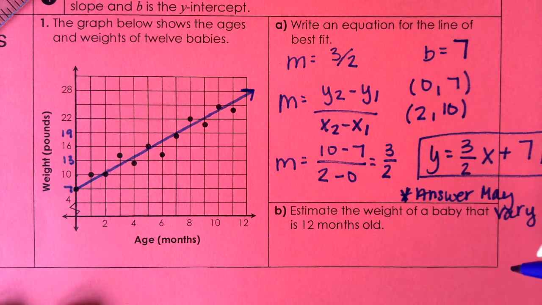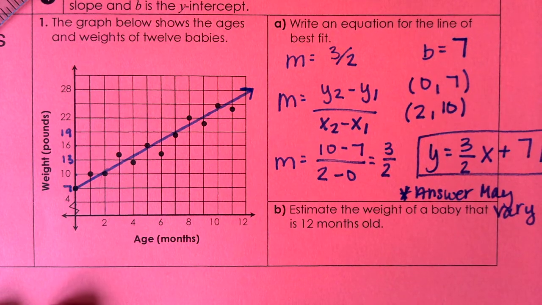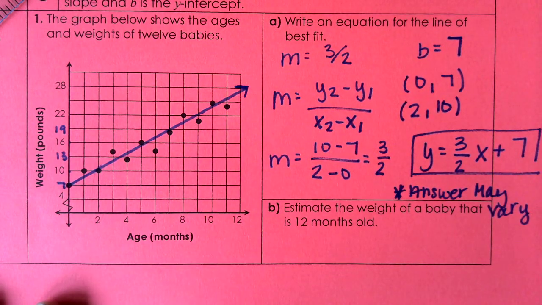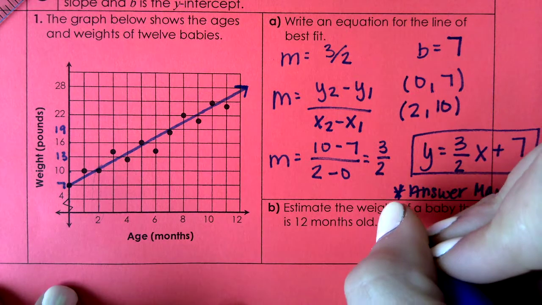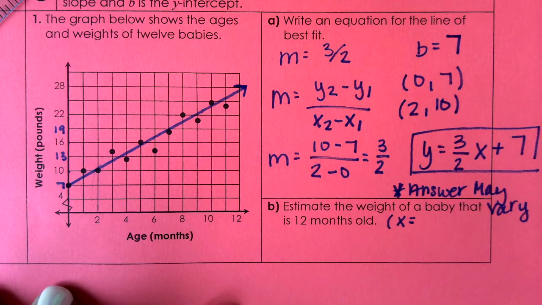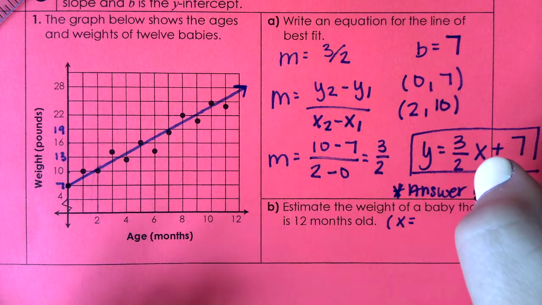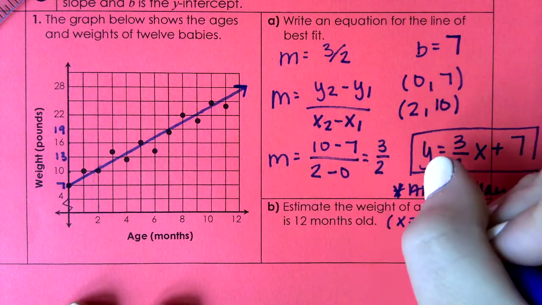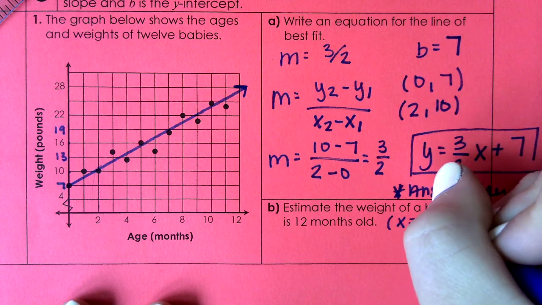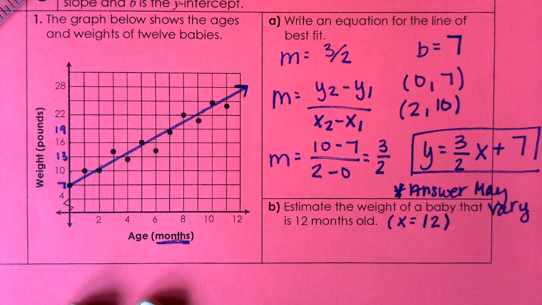Now we're going to estimate the weight of a baby that is 12 months old. So what am I going to do then? What does x equal? What does x equal, boys? How old is our baby? 12 months. And this is our age in months.